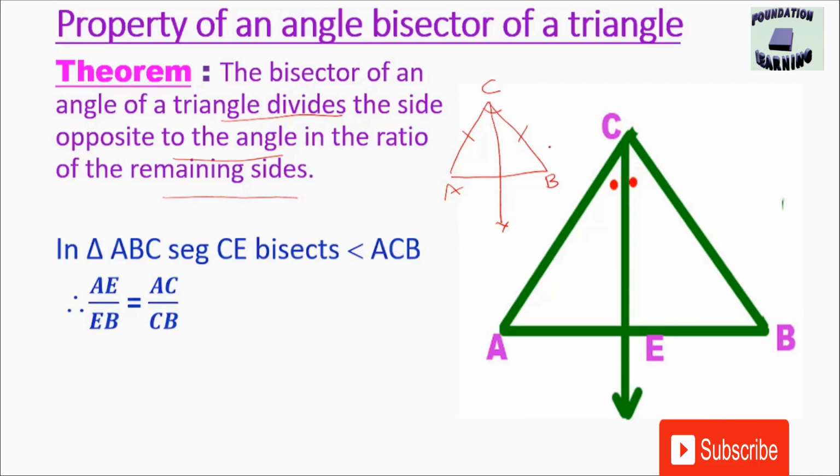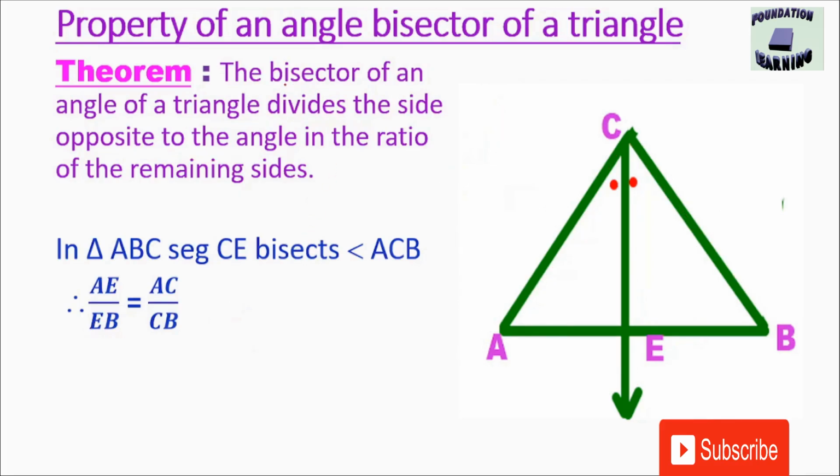So here we have in triangle ABC, seg CE is a bisector of angle ACB. Therefore, AE upon AB is equal to AC upon CB. So once again, what is the theorem? What does the theorem say?